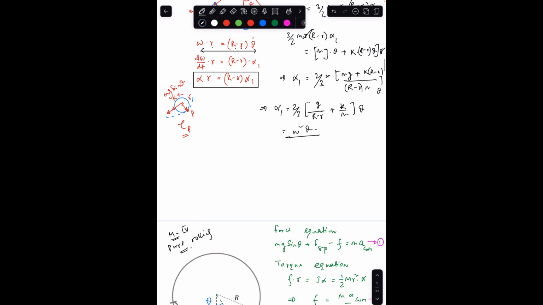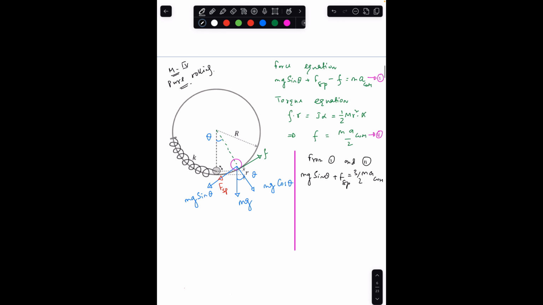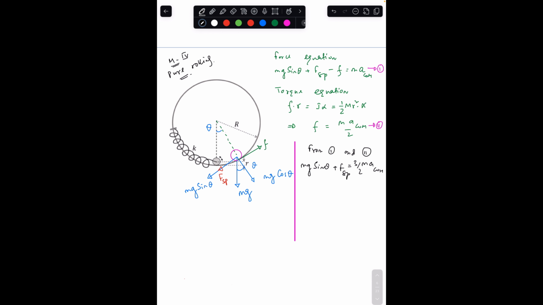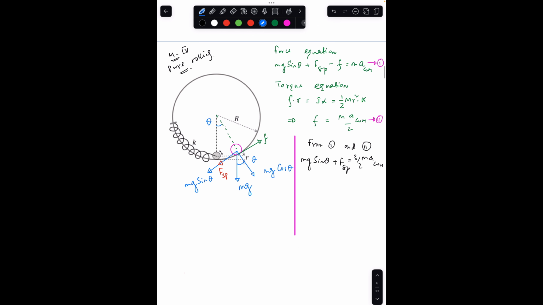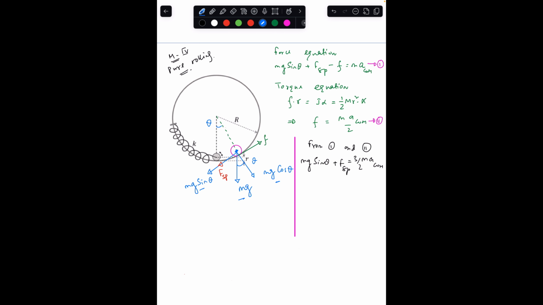Now method 4. In method 4 we are going to apply the method which involves the cases of pure rolling. Correct? So here in this case of pure rolling, let us understand. First identify the forces. Through this center as usual mg sin theta is acting, vertically downward mg, and this force is equal to mg cos theta. Friction has to be there since it is in pure rolling. So what is the equation we are going to make? In the same direction the spring force is acting, so mg sin theta plus F spring minus friction is equal to mass into acceleration of center of mass.